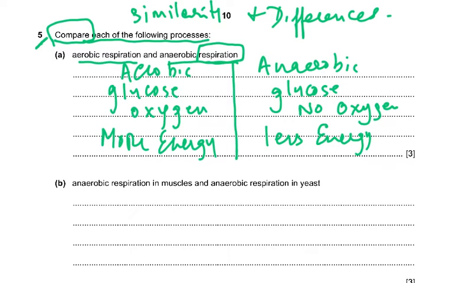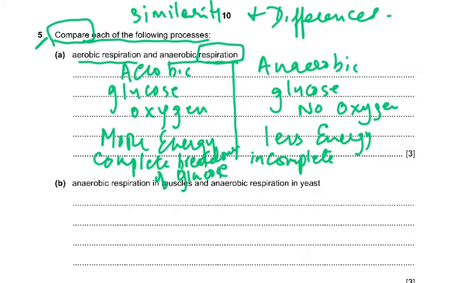The other point you could have given was incomplete breakdown of glucose. Here there is incomplete breakdown, and here there is complete breakdown of glucose. Why? Because there's still energy left in whatever is made. If in yeast it is ethanol, still energy is there. If it's human beings, it's lactate, still a lot of energy is available in that.